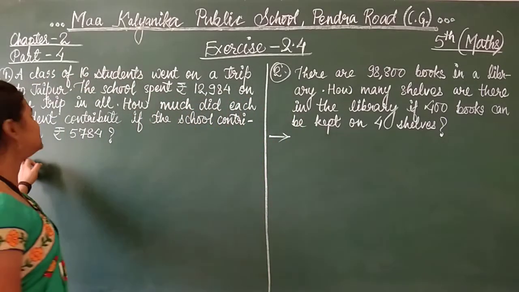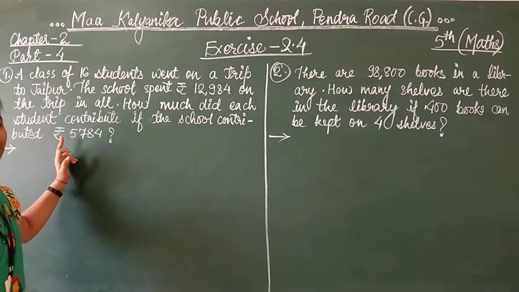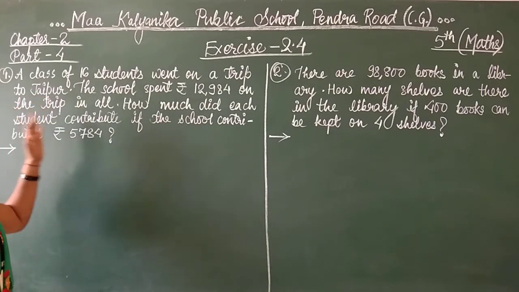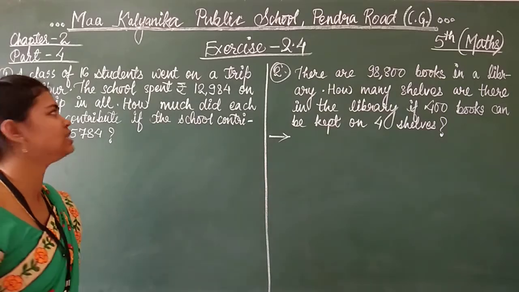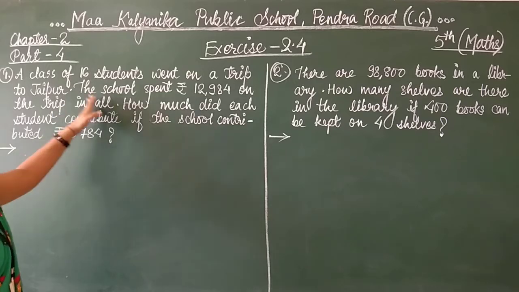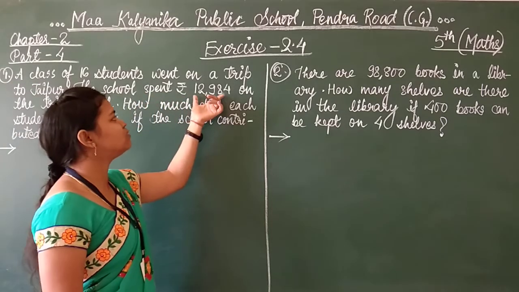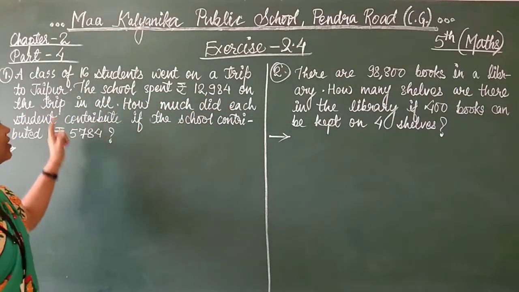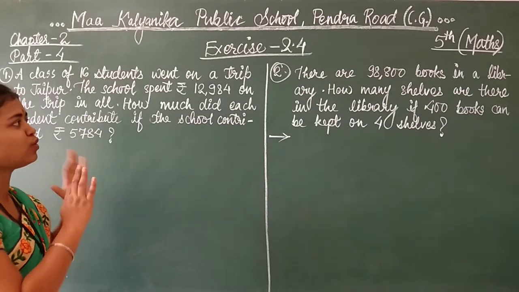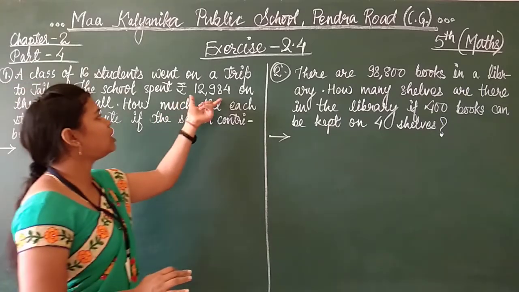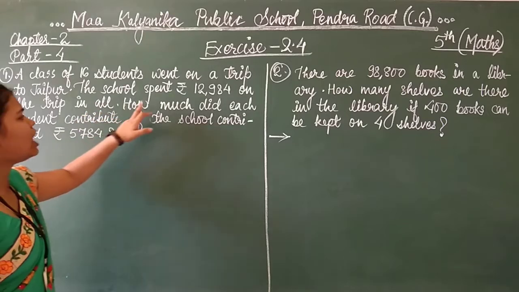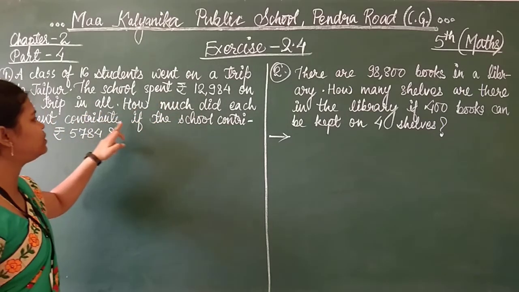Okay. So question number 1 is: A class of 16 students went on a trip to Jaipur. Suppose in your class 16 students are there and you are going for a trip to Jaipur. The school spent rupees 12,984 on the trip in all. Means total what is given, you have to understand first what is given in the question. Overall 12,984 was spent by the school. So how much did each student contribute?